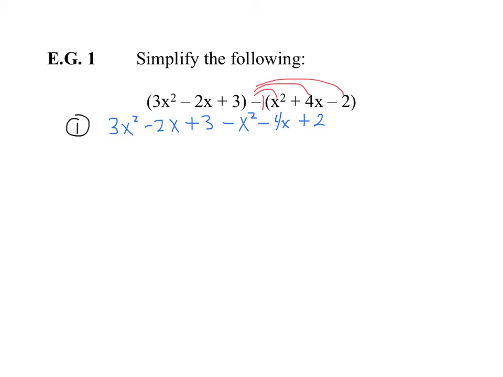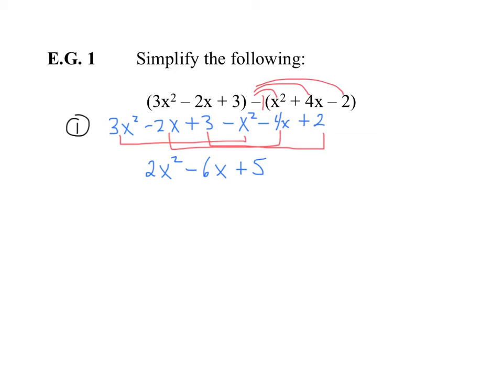After the parentheses are gone and we've distributed that negative sign, then you can match up and combine like terms, such as the x squares go together, the x's go together, and then the regular numbers go together. So combining our like terms, 3 minus 1 is 2x squared. Notice the powers don't change because we're not multiplying. We're adding the coefficients in front of the variables. -2 minus 4 go together to make -6, and 3 plus 2 is 5 to make our last value there.